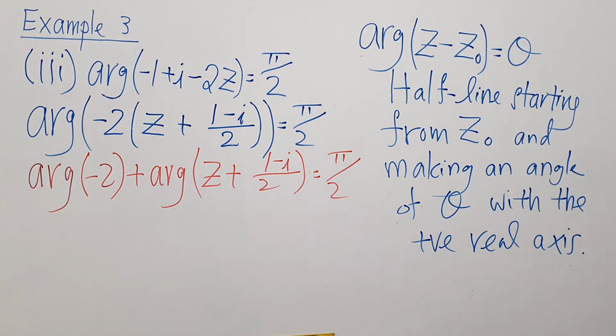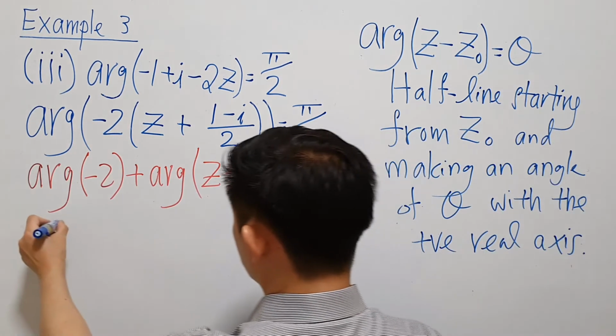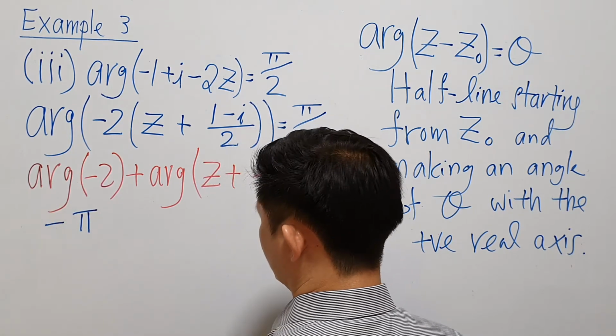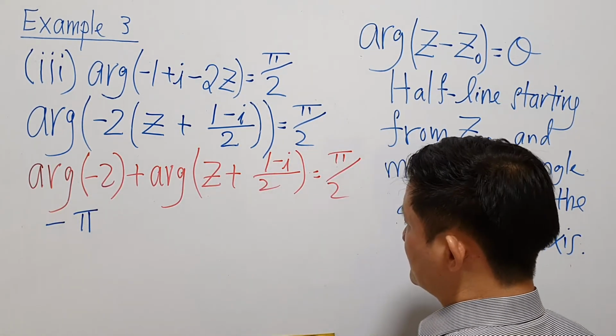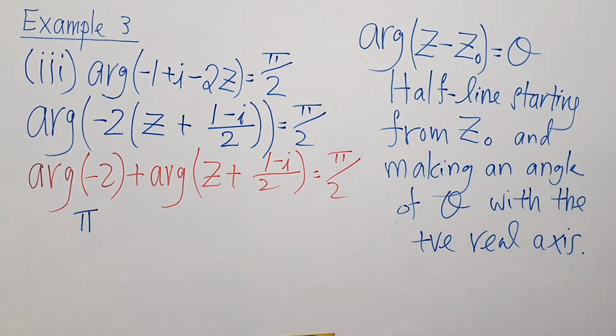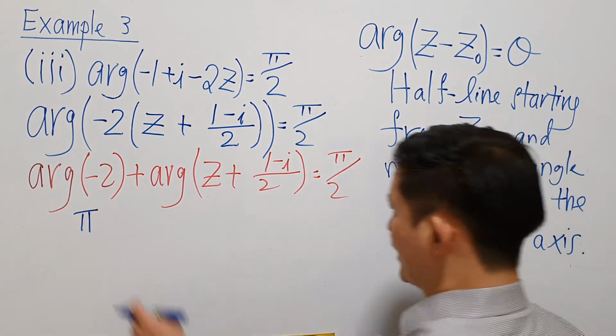And then the argument of minus 2. What's the argument of minus 2? The argument of minus 2 is actually minus pi. Sorry, the argument of minus 2 is not minus pi, it's pi. I prefer to put pi rather than minus pi, okay? Because we remember, we want the argument to be between minus pi and pi, but excluding minus pi. So the argument of minus 2 is actually pi.